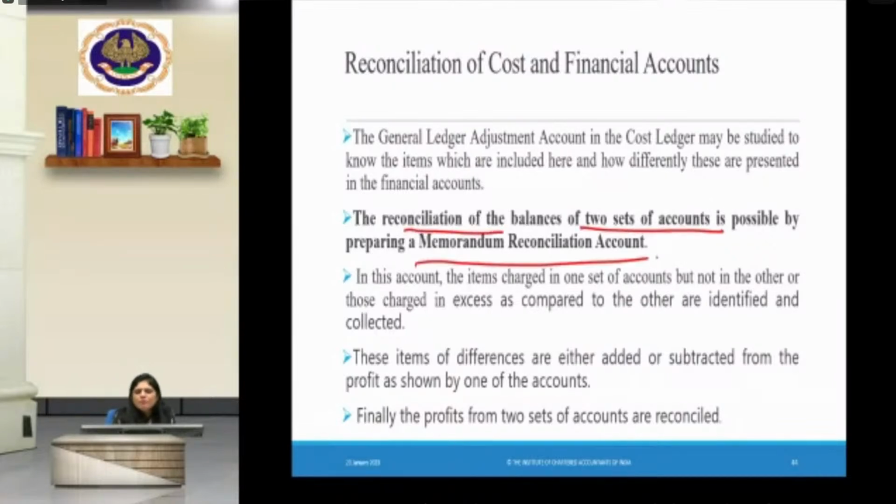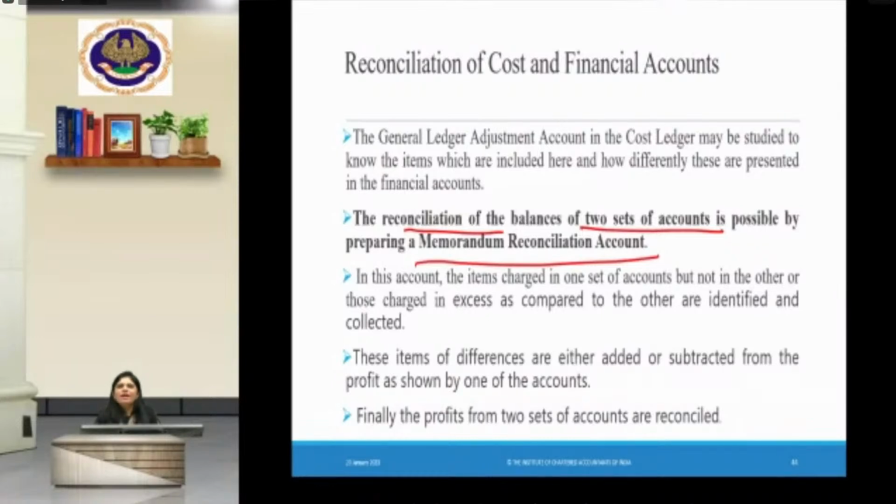We make a memorandum reconciliation account. So how we make it? First, we have to make a profit or loss account as for financial accounts, non-integrated. And second, we have to make a cost sheet. I hope you must have done cost sheet by now. So how we make the cost sheet? Direct material, direct labor, direct expense, prime cost.